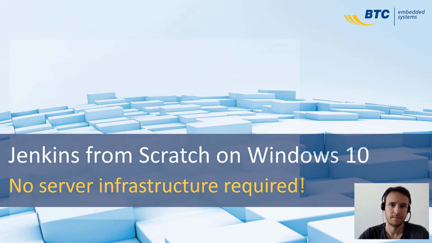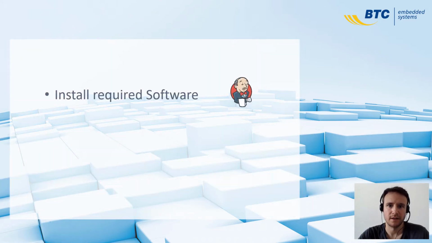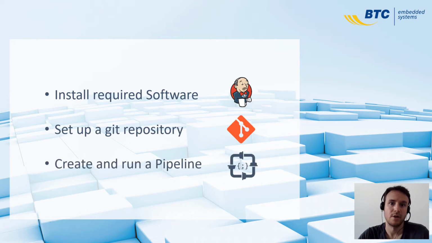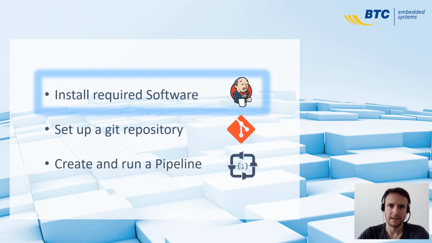Hi, my name is Tabo, and today I'd like to show you how to get started with Jenkins on your own Windows computer. We'll start from scratch by first installing the required software. We will use Git as our version control tool, Tortoise to have a user interface for Git, and obviously Jenkins. We'll then set up a local Git repository to store our files, and we'll finally create and run our own first Jenkins pipeline. Let's start with the installations.